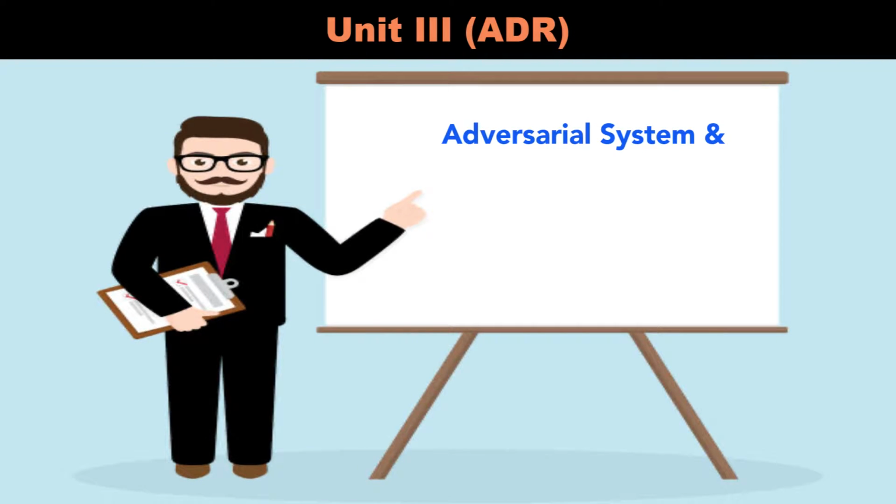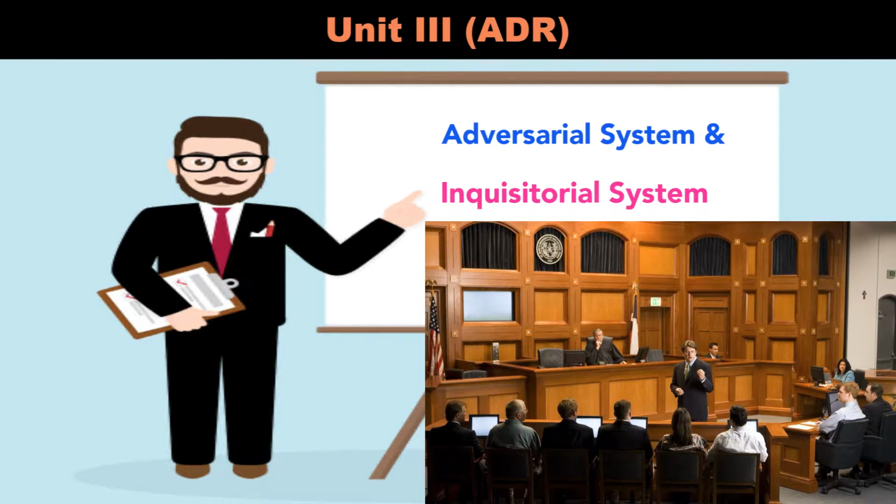Hello everyone. In this video, first I will discuss adversarial and inquisitorial systems. So let's discuss first these two models or systems. Based on the methods of the courtroom adjudicatory procedure and role of judges and advocates, the legal system of the entire world can be broadly categorized into two systems, namely adversarial system and inquisitorial system. So let's discuss each one of them separately and also understand the differences between them.